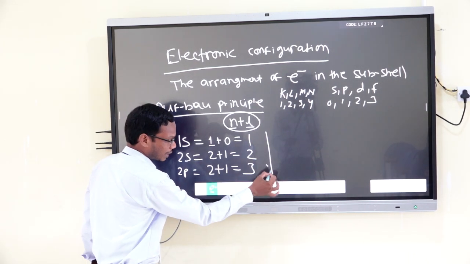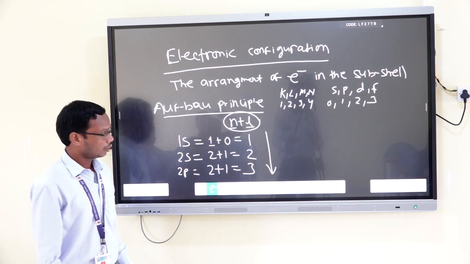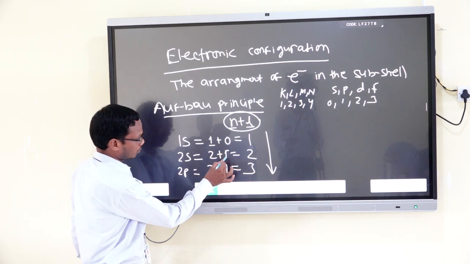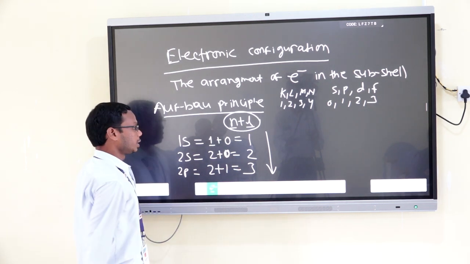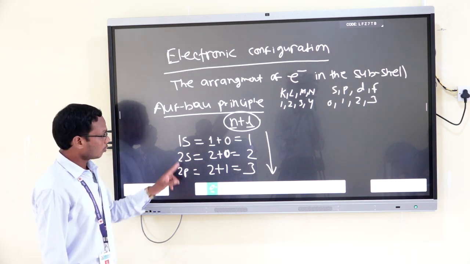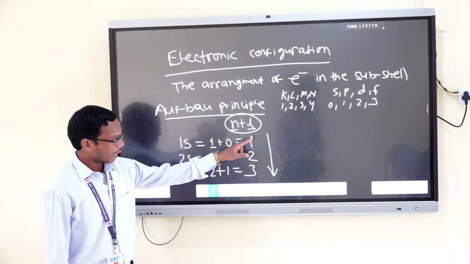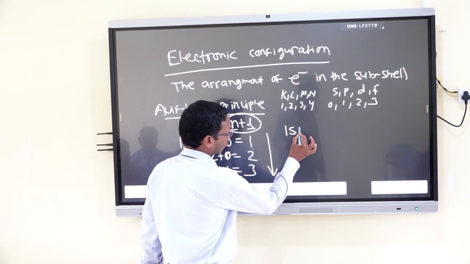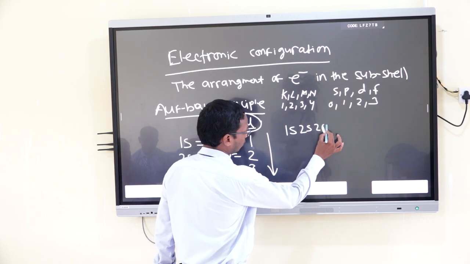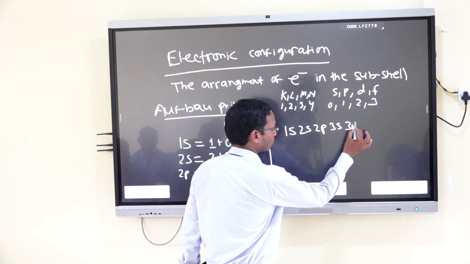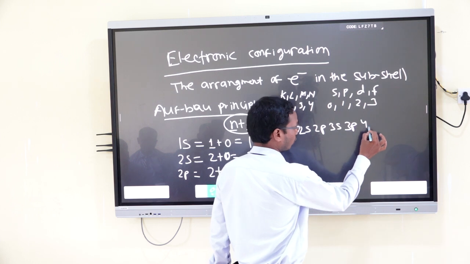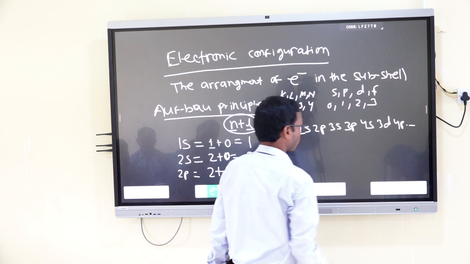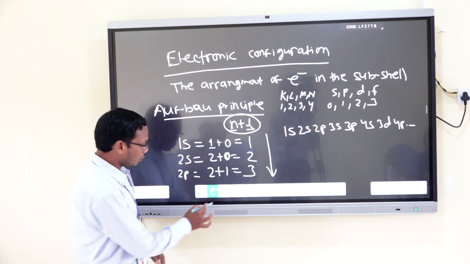So the energy level increases. In which order? Sorry, it is 0. S is 0. So in this way, the energy level increases. If we arrange it, then our order is 1s, 2s, 2p, 3s, 3p, 4s, 3d, 4p, like this. So what is electronic configuration?